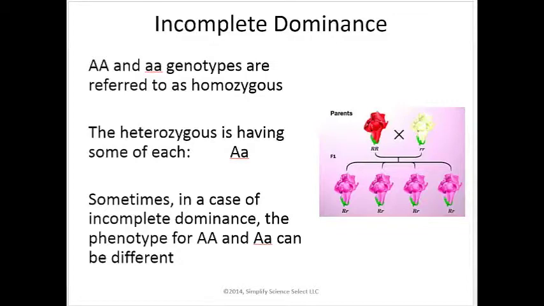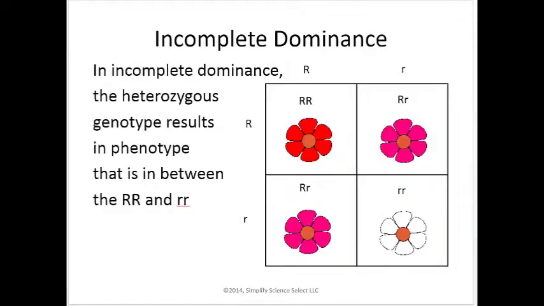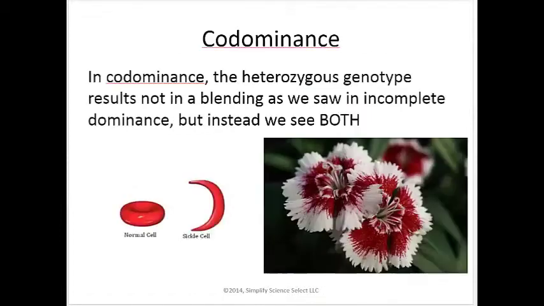Sometimes there are situations where it's not that clean. You can have things like incomplete dominance. Like in flowers, the dominant R might be red and the recessive r might be white. But if you're heterozygous, it doesn't necessarily mean that the dominant R will completely dominate the white, but you'll get a blending pink. So in incomplete dominance, your heterozygous phenotype ends up somewhere in between, a blend of your homozygous dominant and your homozygous recessive.